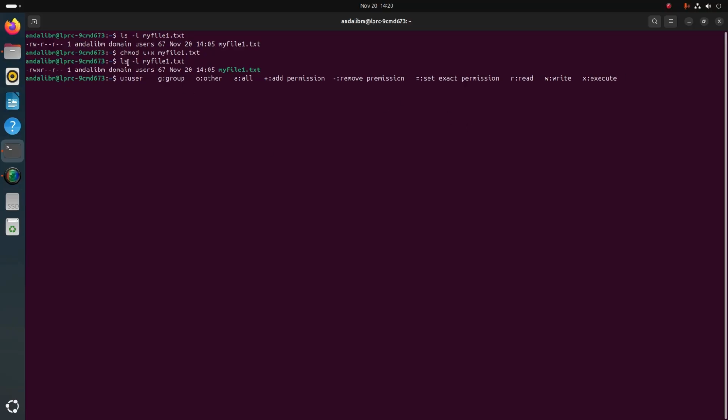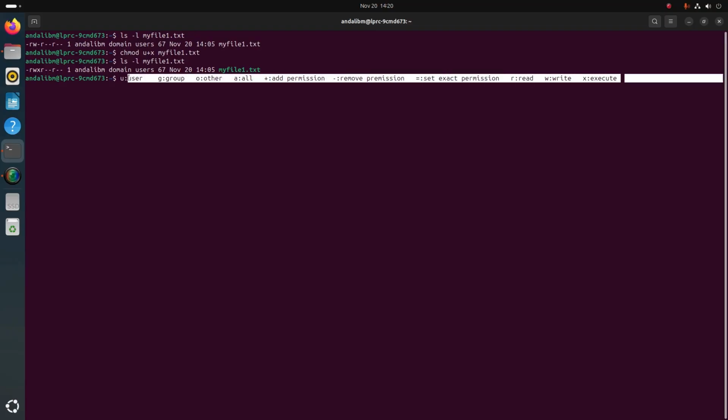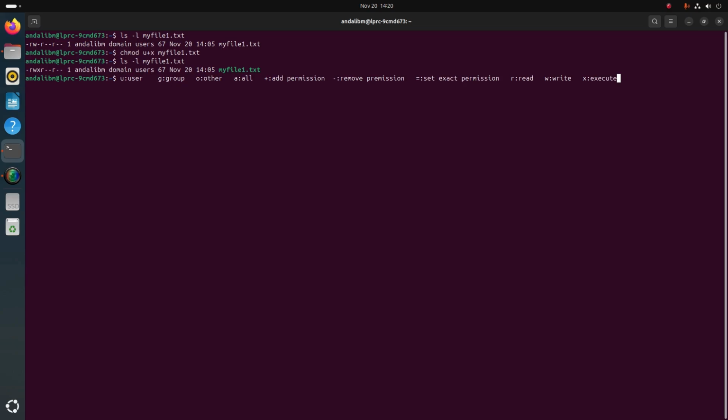So when I say here that u+x means for the user, which is me, add +x. So add what to it? Add the execution. You see? So if you know this, you can understand exactly what you are doing here, right? So I can say, hey, echo all of this for me. So it shows it on the screen like that for you. And this is basically to understand how you can change it.